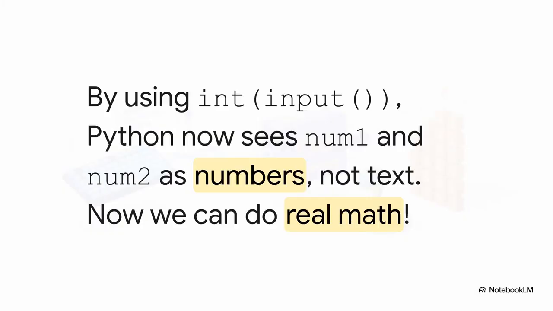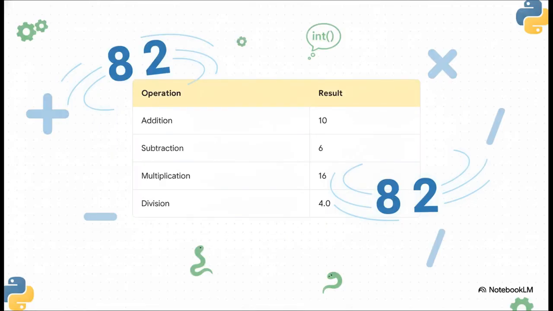See that? We're using int input for both num1 and num2. Now that Python sees these variables as real numbers, we can use the standard math symbols, the plus, minus, the little star for multiplication, and the slash for division, to get our answers. And check it out. When we type in 8 and 2 this time, the results are perfect. Addition gives us 10, not 82. Subtraction gives us 6. Multiplication is 16. It's doing actual math now. The program is finally working with numbers, not just text, and it's all because of that int conversion.